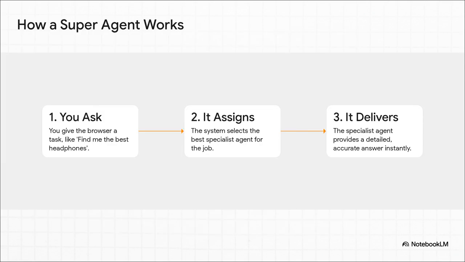And the process is super straightforward. You just ask for something like, find me the best headphones. The system then instantly figures out, okay, this is a shopping question, and it assigns its best shopping agent to the job. That specialist agent then delivers a really detailed, accurate answer. It's this smart delegation that's the secret sauce here.